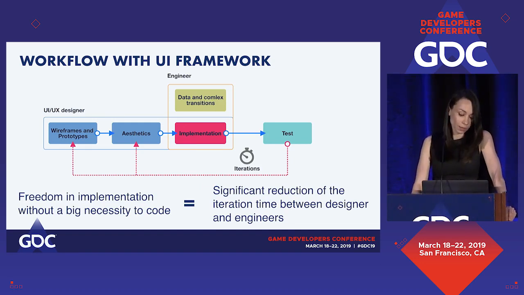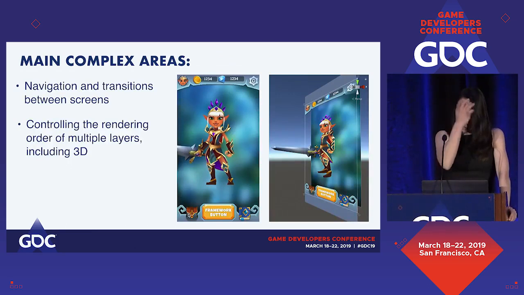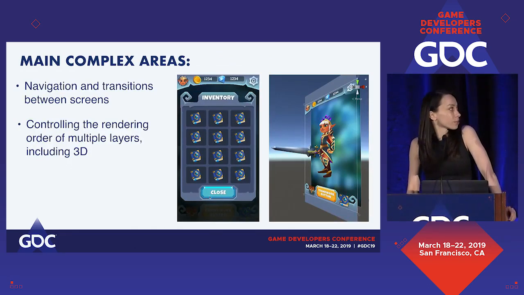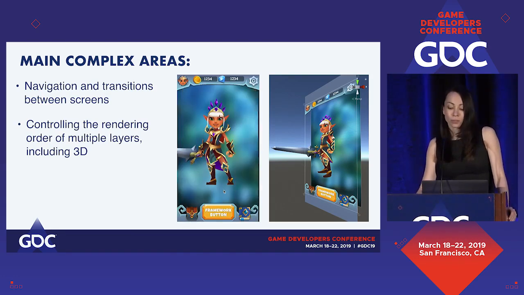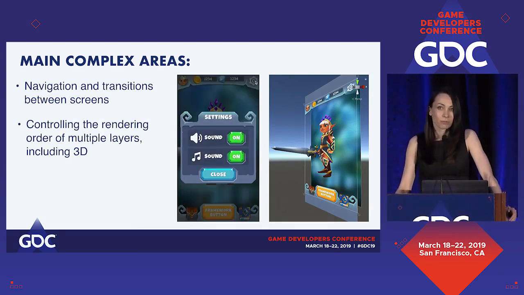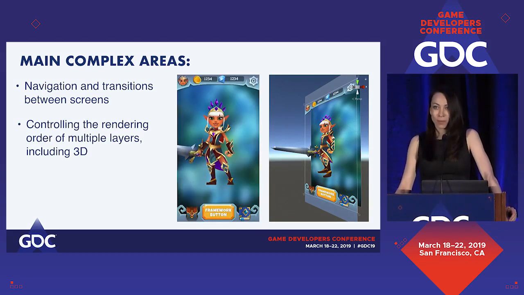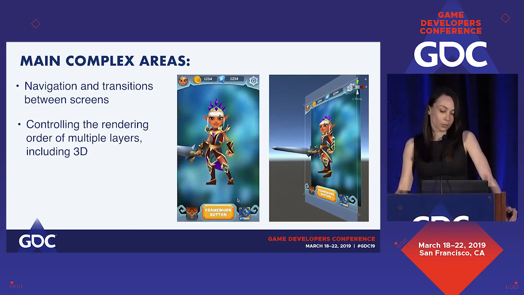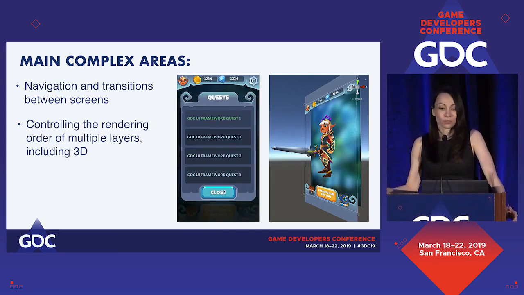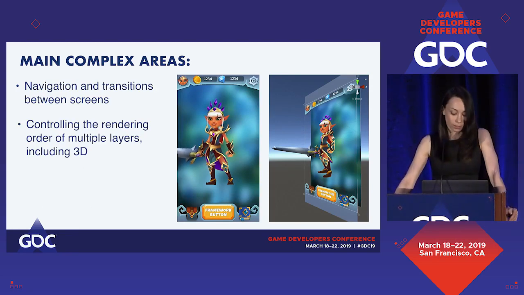And it's very important to say that this only became possible after we gave designers freedom to work with two main complex areas. These are navigation and transitions between the screens, and controlling the rendering order of multiple layers, including 3D. Because let's be honest, just adding some sprites to the project and making layouts in Unity is not that difficult for designers. But if we're talking about creating transitions and flows, this is where things get difficult.